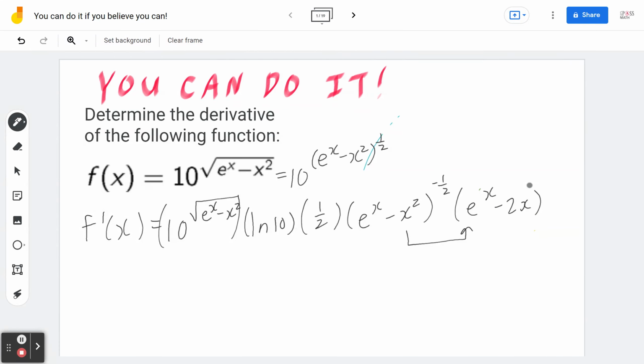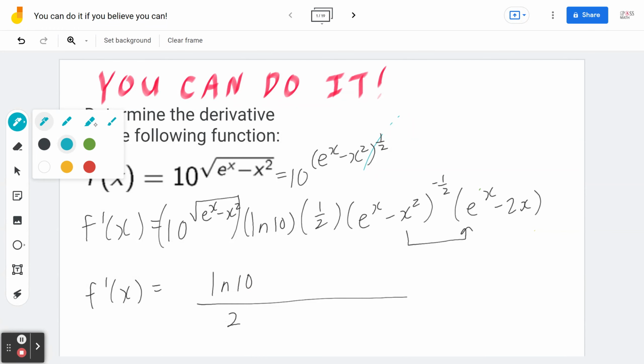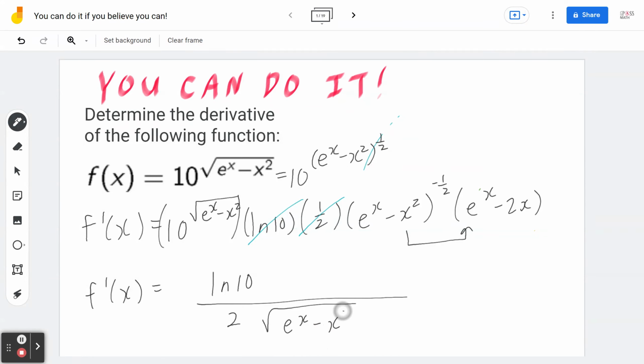Now, how do we clean this up? Here comes the final answer. F prime of x equals, express this as a fraction. If you start with ln 10 divided by 2, again, for your reference, I'm going to cross these out to acknowledge that we have written it down. And this negative half means it's going to go in the denominator with the square root, and inside the square root, it's going to be e to the x minus x squared.